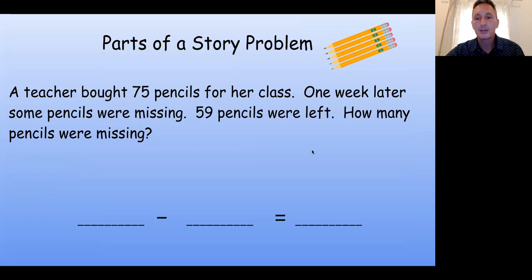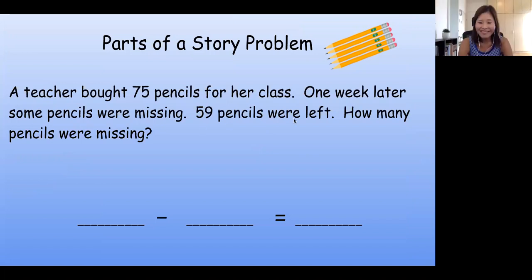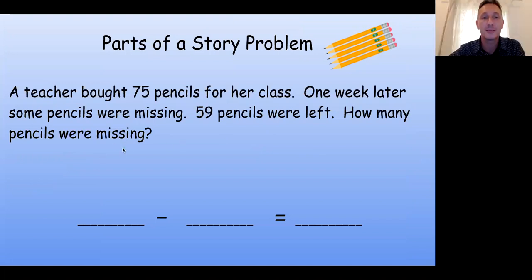All right. So with this story problem, it says a teacher bought 75 pencils for her class. So I can have that mental picture. I already see 7 tens and I see my 5 ones. I can see 75 in my brain. One week later, some pencils went missing. Oh my goodness. 59 pencils were left. How many pencils went missing?